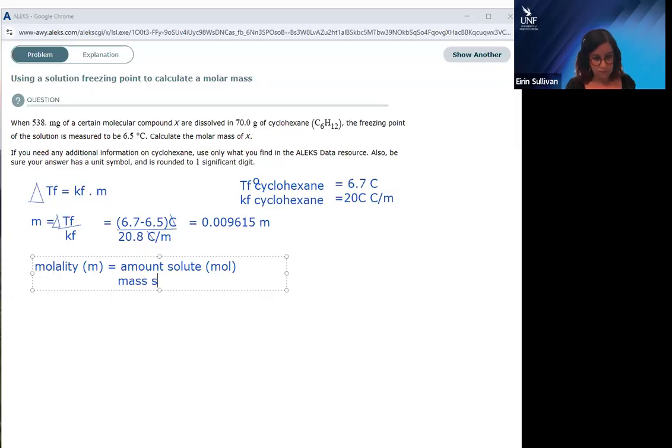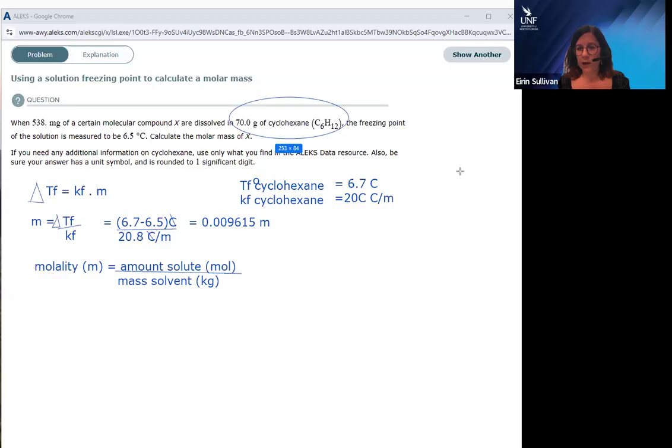Okay, mass of solvent in kilograms. So if I have my molality, which I do because I just calculated it, and I've got the mass of my solvent in kilograms, then I can calculate the amount of moles of my solute. Note the 70 grams of cyclohexane is our solvent. Our unknown, the thing we don't know, is the solute. So this certain molecular compound, we don't know what it is, that is our solute. Just to make sure we know what's what.